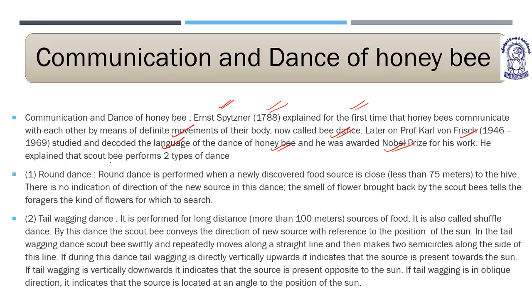He explained the scout bee performs two types of dance. Round dance is performed when a newly discovered food source is close, less than 75 meters to the hive. There is no indication of direction of the new source in this dance. The smell of flower brought back by the scout bees tells the foragers the kind of flowers for which they are going to feed upon.